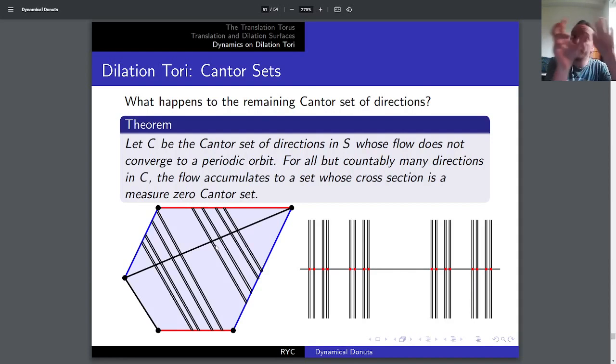So remember, we had a Cantor set of directions. This is a Cantor set on the surface that we're converging to as time goes on. Okay. And how do you prove something like this? You do some nasty topological argument, which is not super interesting, but it's a crazy fact that this happens.